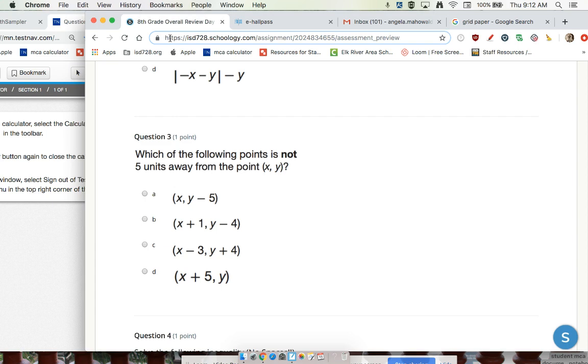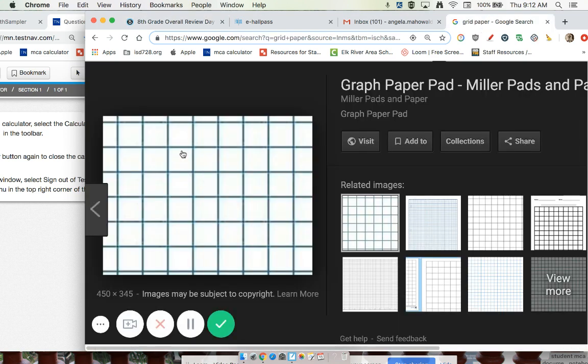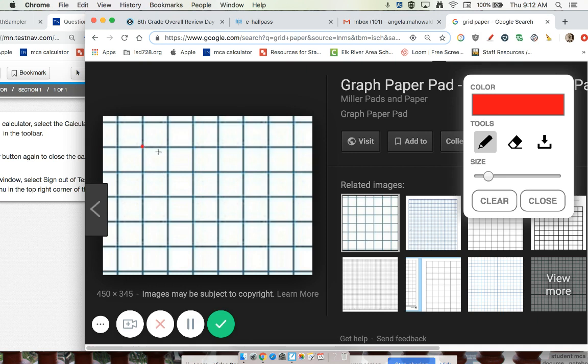That one works. So the next one, we have x plus 1, y minus 4. I'm going to just pick a random point. So here's one. X plus 1 would mean I'd go to the right one. Y minus 4 means you'd fall down 4. 1, 2, 3, 4. And this one I'd have to use Pythagorean's theorem because it's a diagonal.